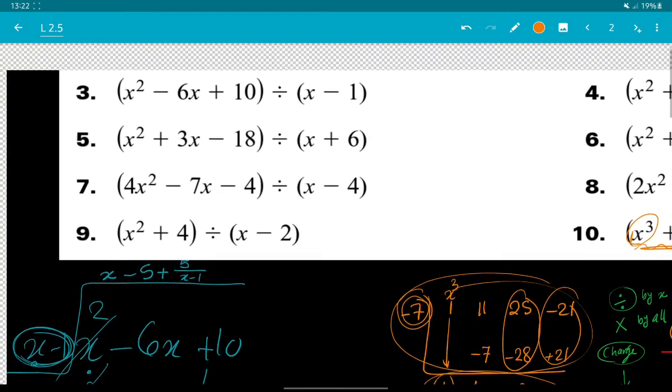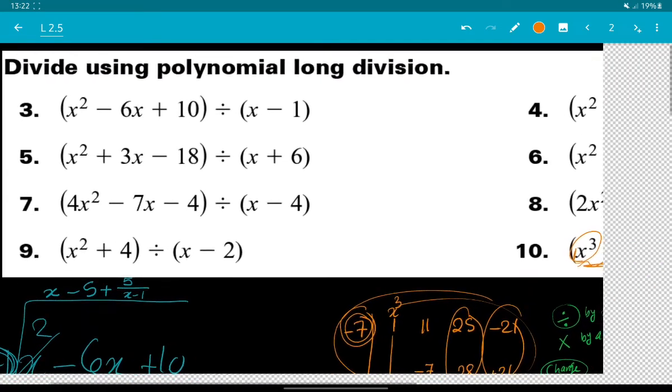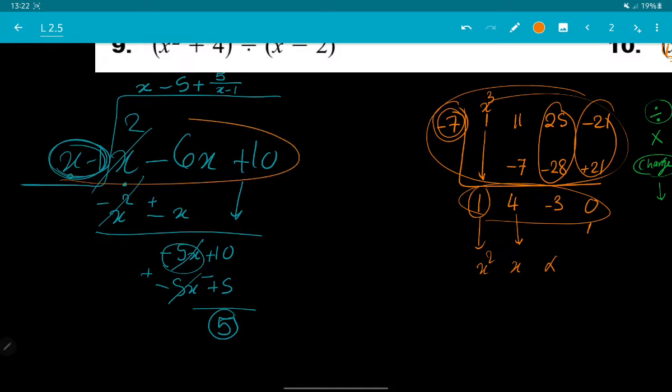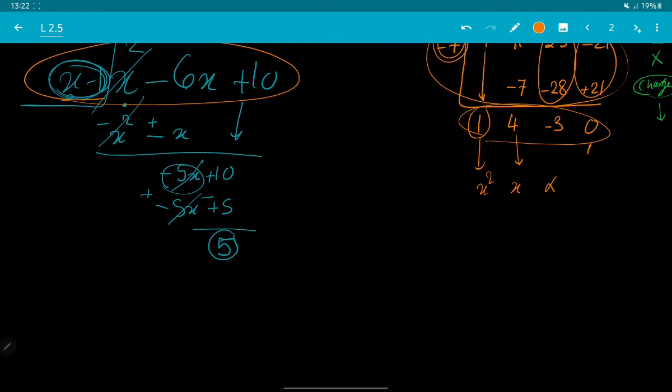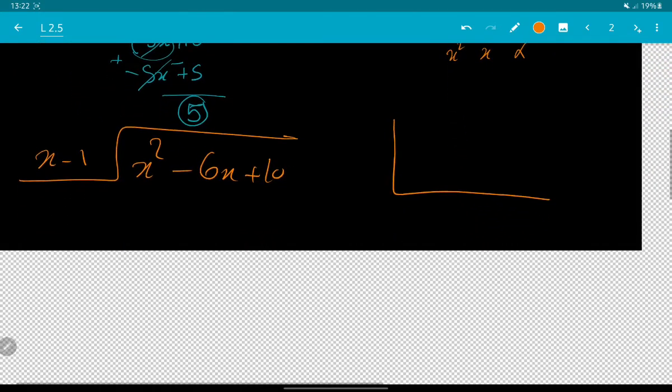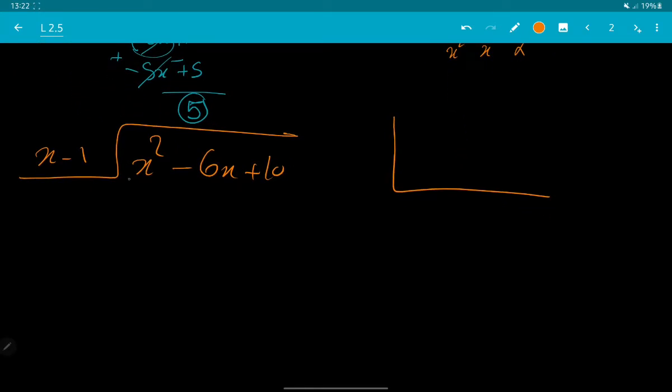For example, let's say another one that we did. For example, this one: x squared minus 6x plus 10 divided by x minus 1. You will do the same. Write the coefficients. The coefficient here is 1. The coefficient is negative 6. The coefficient is 10. This is negative 1, we will write it as positive 1 here.